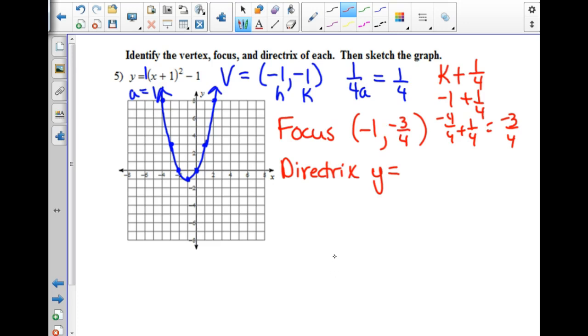Now, the directrix takes the K value, which was -1. It takes K and subtracts 1/4A. So K is -1, and 1/4A is 1/4. So I got -1 minus 1/4. So you can write -1 and 1/4, or you could say y equals -5/4. Your calculator is going to give you -5/4. I don't care if you do a mixed number. If you understand how to just put those together, then write it like that. That's fine with me. So I'll take either one.